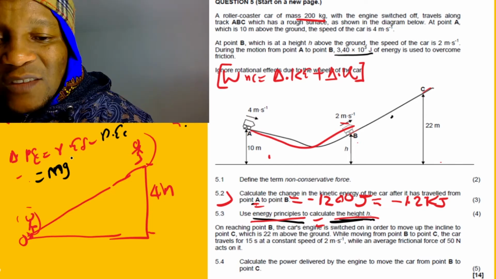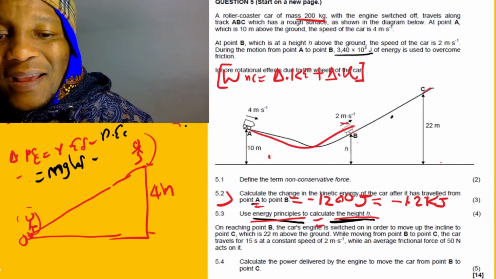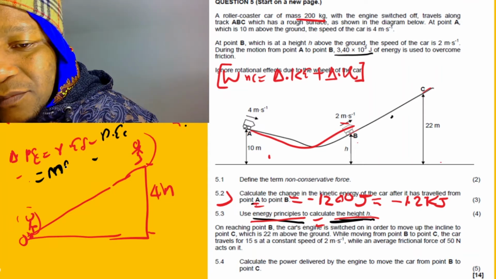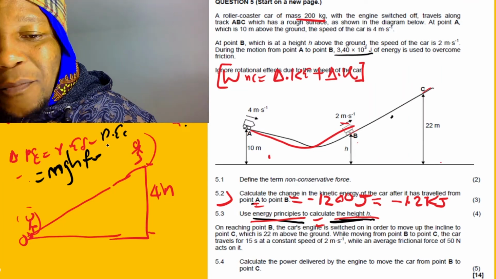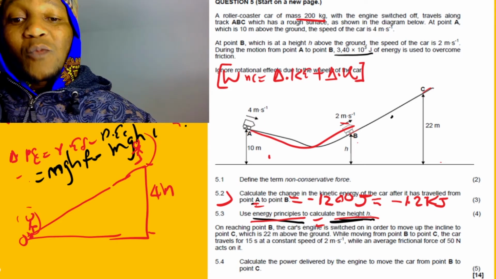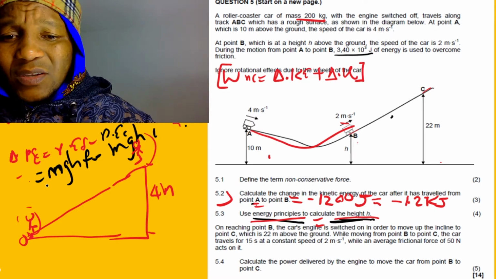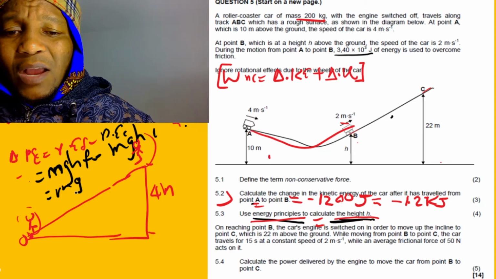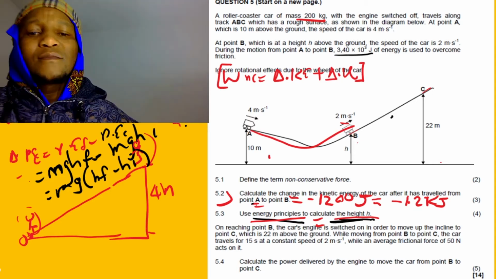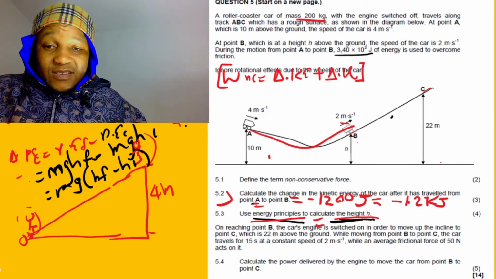But a change in height, let's say h final minus h initial: mg h final minus mg h initial. So then we can simply say, m and g are common, so we can factor them out, and we're left with h final minus h initial, because we want to get the change.